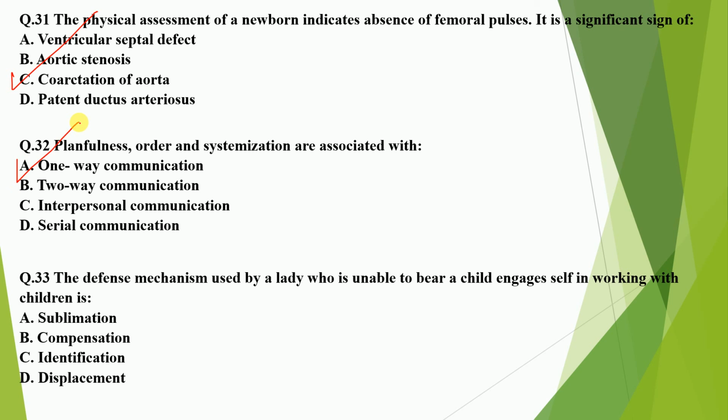one-way communication. Next question. The defense mechanism used by a lady who is unable to bear a child engages herself in working with children is: option A, sublimation; option B, compensation; option C, identification; option D, displacement. Correct answer is option A, sublimation.